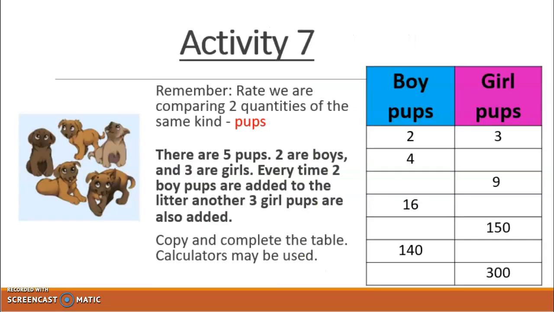Right, next we're going to do activity 7. Here we're dealing with rates. Remember that rate is comparing 2 quantities of the same kind. Here we are dealing with puppies. Here there are 5 pups. 2 of them are boys and 3 of them are girls. Every time 2 boy pups are added to the litter, 3 girl pups are also added. Now, if I have 2 boy pups, 3 will be added. Using this piece of information, copy and complete the table. Press pause and press play when you are ready to mark.